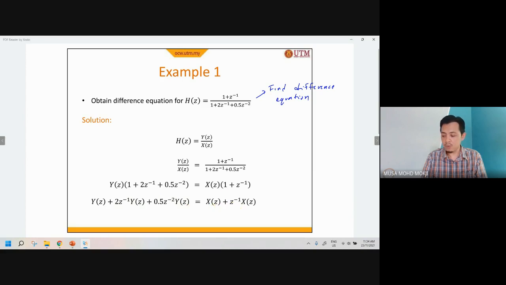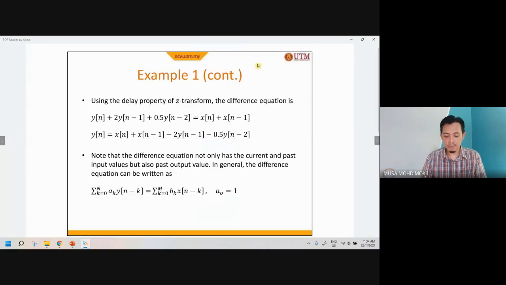So this is where we have this thing. The first one has no z multiplied, but this one has z to the power of minus 1, and then this is to the power of minus 2. And this is x[n], when your input X(z) in the z domain is multiplied by z to the power of minus 1. So this is our difference equation.